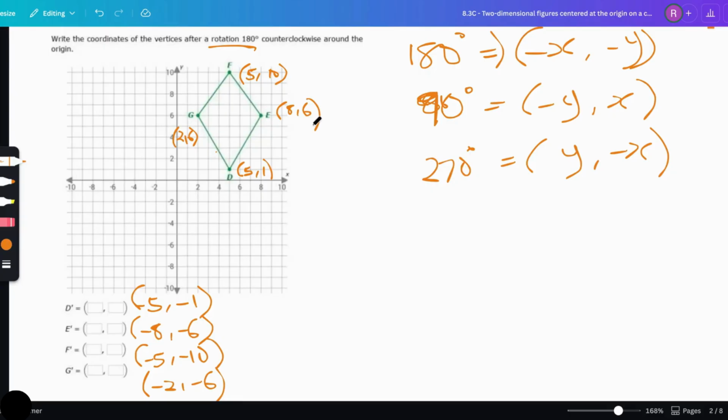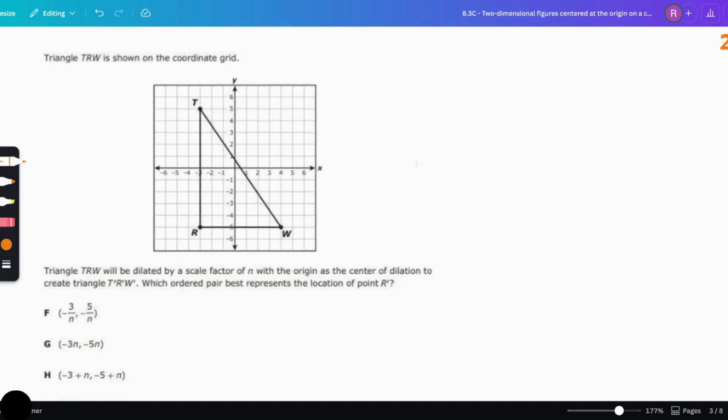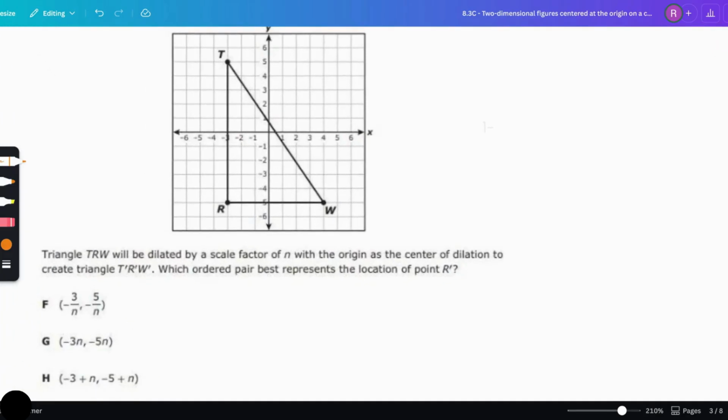And that is that on this one. Let's try the next one. This triangle is shown on this. We are to do what? It will be dilated by a scale factor of n. So n is the scale factor. When you dilate by a scale factor, that means you are multiplying. x comma y becomes kx comma ky. So dilation means you multiply. So when we multiply by n, it will become nx comma ny.